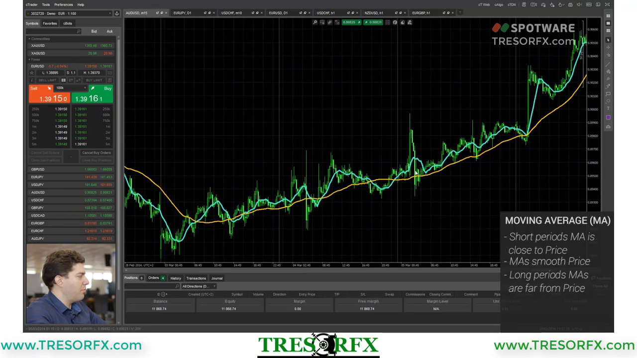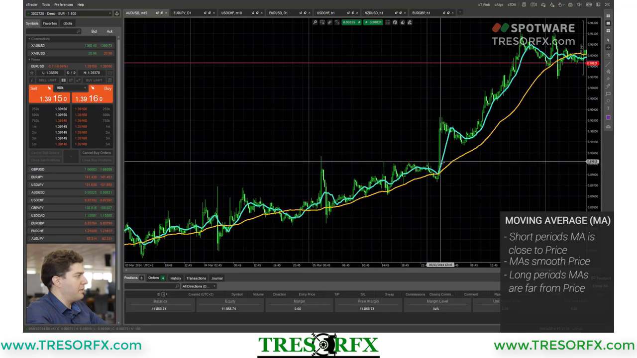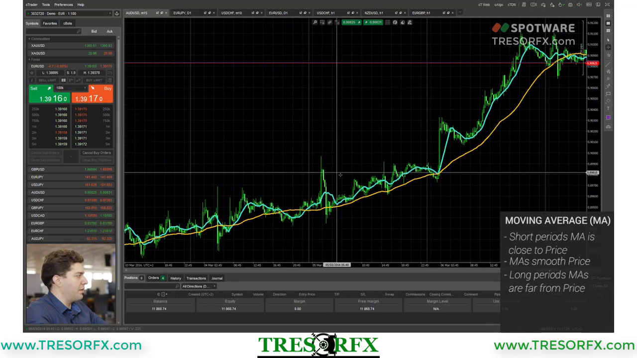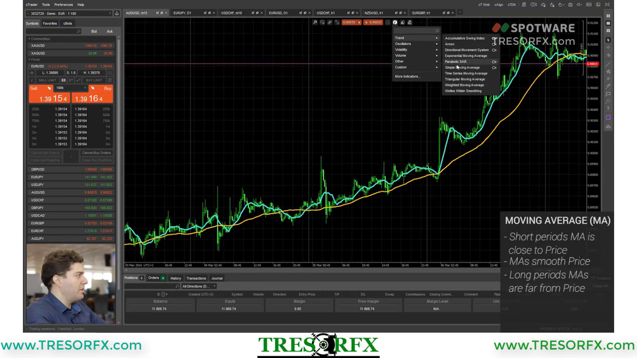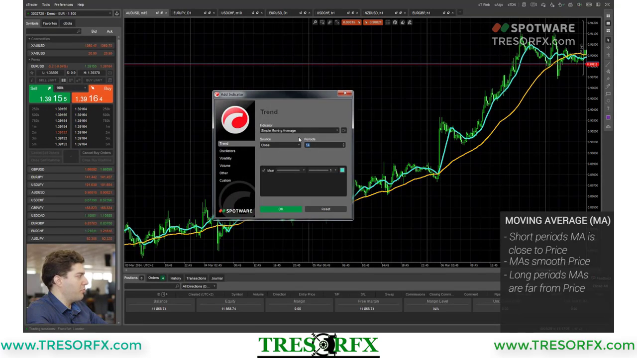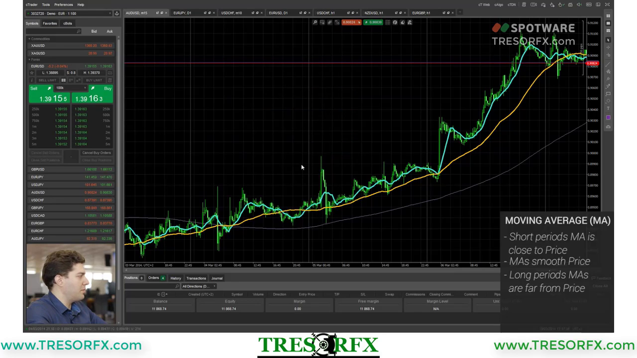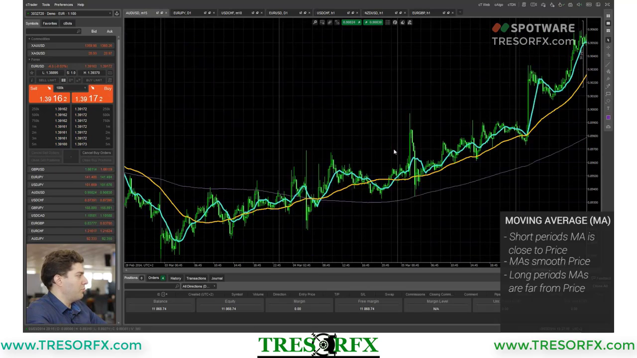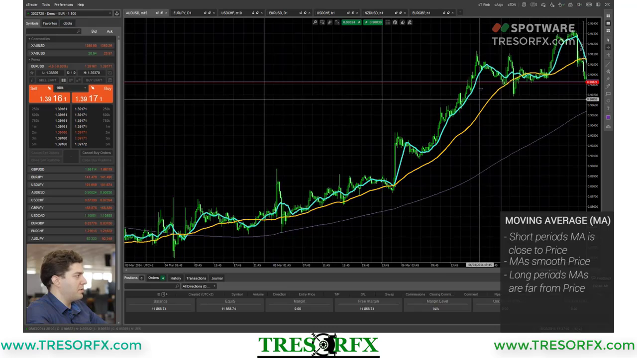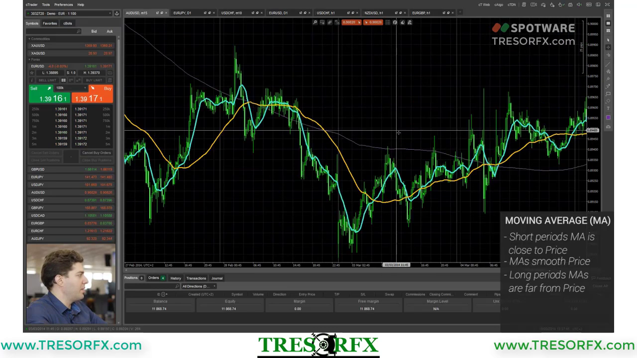From 50 periods and above, it's better for determining trends. Now, if we go to a long-term moving average, from 100 to 200, the most popular one is the 200 moving average. You're going to see that this is purely for understanding trends. So you see the distance between the price and the moving average.